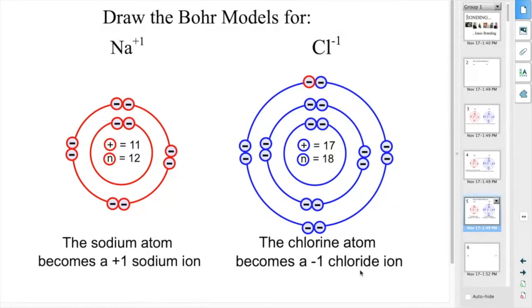And if you remember, when a non-metal has a negative charge, we call it an ide, right? We change the ending to ide. So this is not a chlorine ion, it is a chloride ion, because we have gained electrons and made that stable. That's so important, I'm going to say it again.